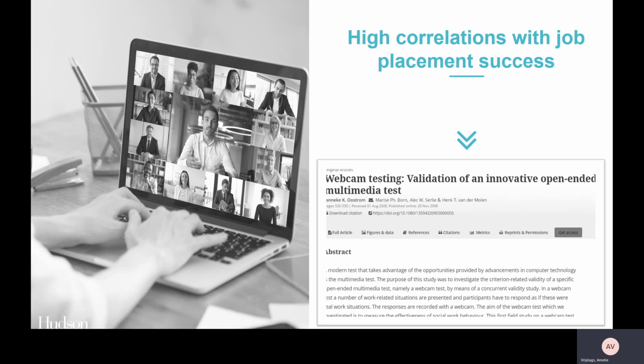And Oostrom and colleagues analyzed these ratings and found really high correlations with job placement success, so a good predictive validity. They also found a lot of incremental validity beyond job knowledge. The results were a lot better than you would find for a classical multiple choice SJT. So this shows that it is possible to accurately evaluate job skills via video recorded simulations.